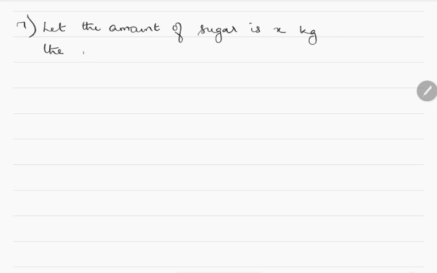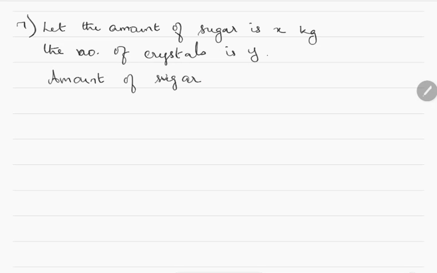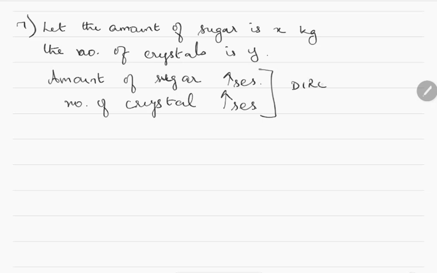and the number of crystals be y. As the amount of sugar increases, the number of crystals also increases in the same ratio. So we will say it is direct proportion.